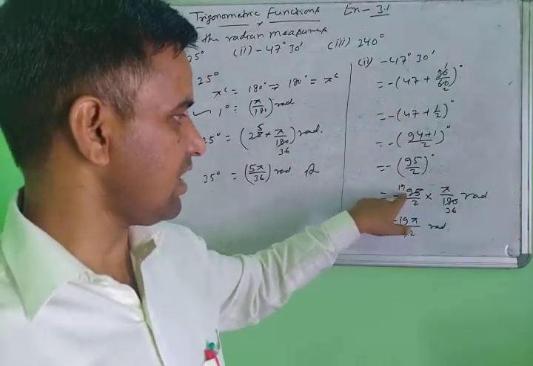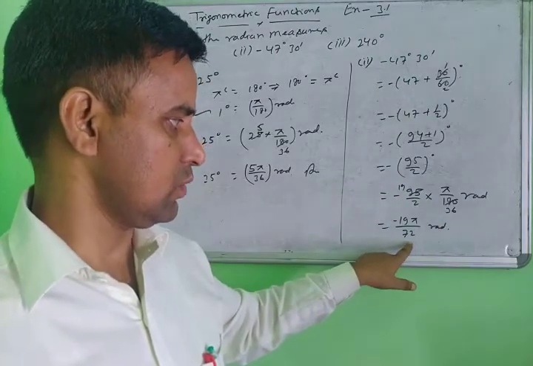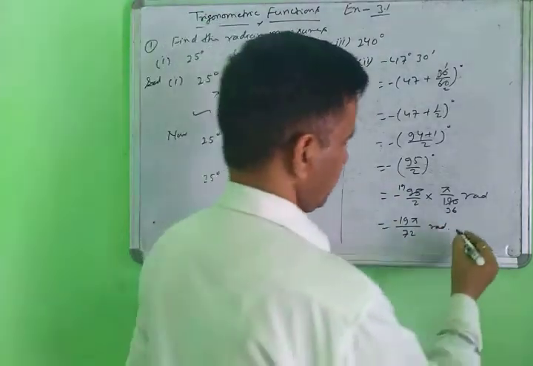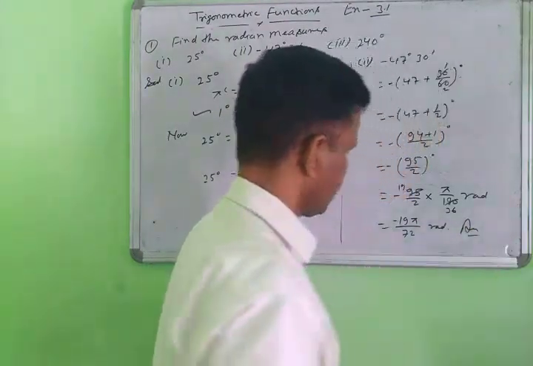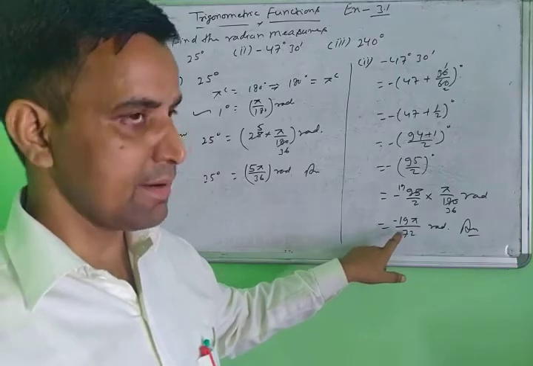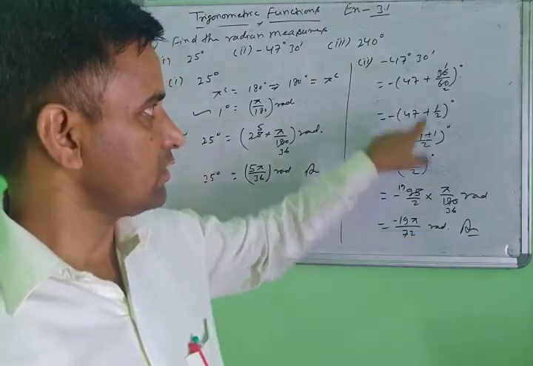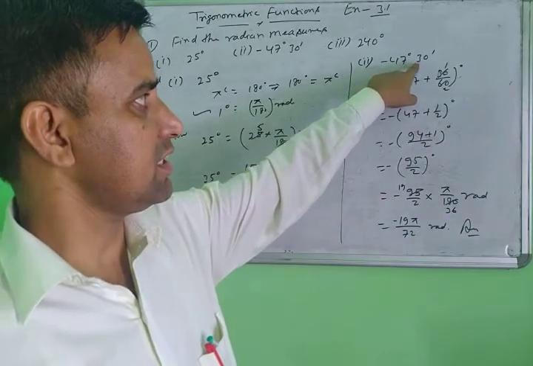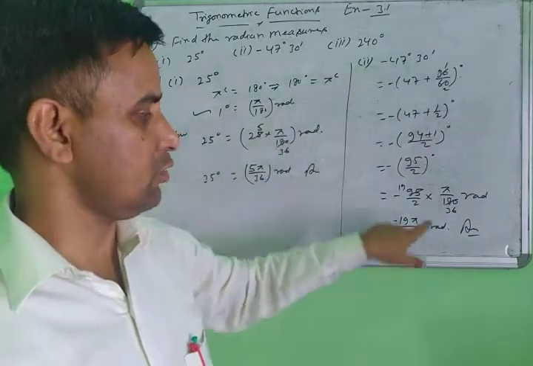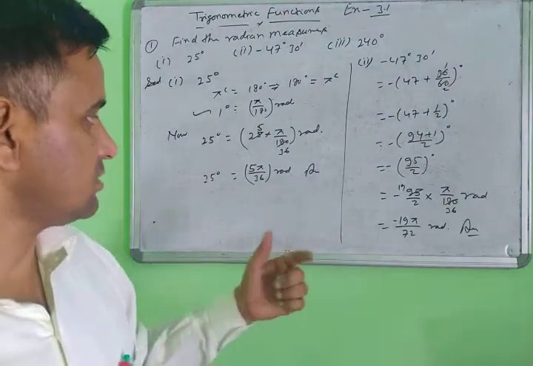Dividing by 5 gives 19 on top and 72 at the bottom. So this is your final answer. After calculating, the result comes to minus 19 pi upon 72. So the value of minus 47 degrees 30 minutes is minus 19 pi upon 72 radian. Yes, the second part is solved.